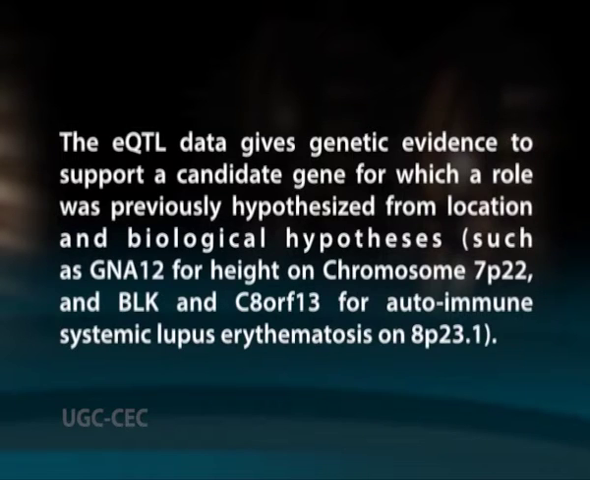In some cases, the eQTL data gives genetic evidence to support a candidate gene for which a role was previously hypothesized from location and biological hypothesis, such as GNA12 for height on chromosome 7p22 and BLK and C8ORF13 for autoimmune systemic lupus erythematosus on 8p23.1. More often, the gene expression data identifies different genes or suggests a particular gene from a number of candidates.